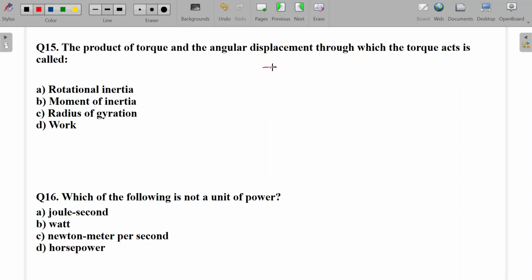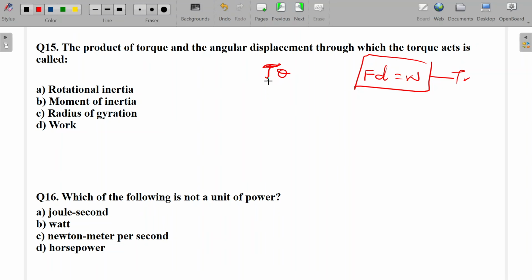So you have torque times the angular displacement theta. Torque is a force, right? So force, then angular displacement is displacement. Which formula is like this? Work. That's for work. So this is in translational motion. Now this one is in rotational motion.